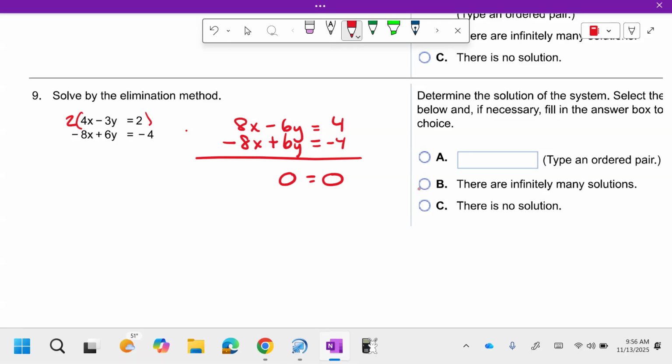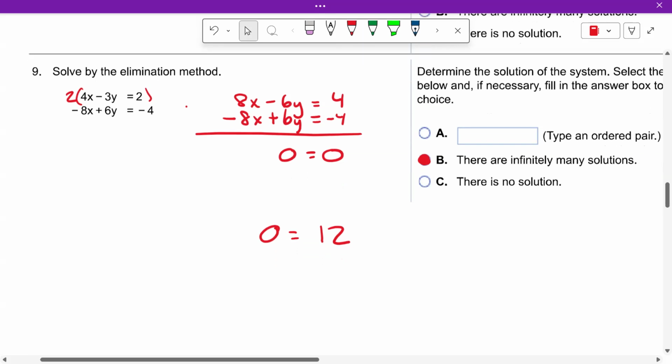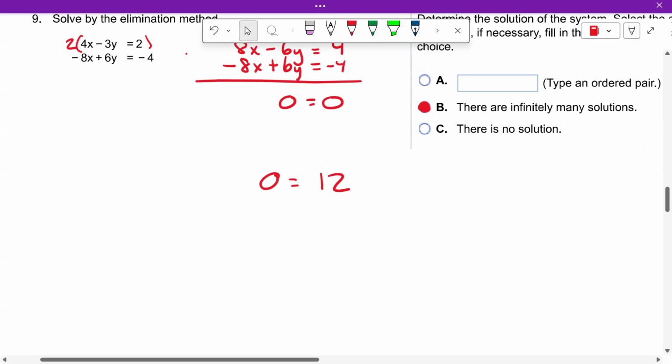Does 0 equal 0? Yes. If the variables disappear, and 0 equals 0, or 5 equals 5, or 20 equals 20, there's infinite solutions. That happens when all the variables disappear. If your variables disappear, and you get like 0 equals 12, then that would be no solution. So 0 equals 0 is infinite solutions. 0 equals 12, or 0 equals 20, or 0 equals whatever is no solution.